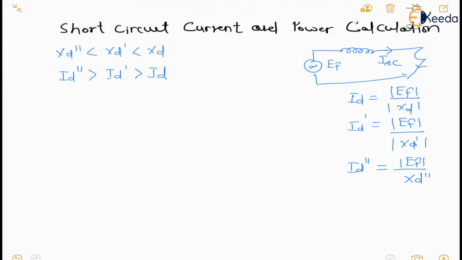be a term subtransient or transient or steady state or simply short circuit power. Simply short circuit power means steady state power. So based on the question, you have to give lots of concentration. So here we calculated two important formulas, and you have to remember them from the objective point of view.